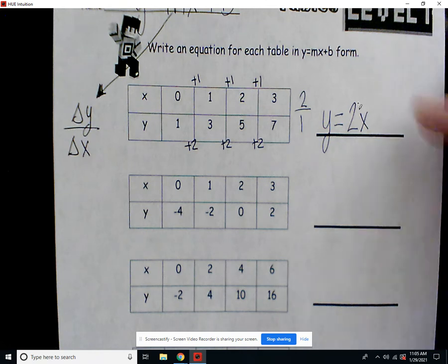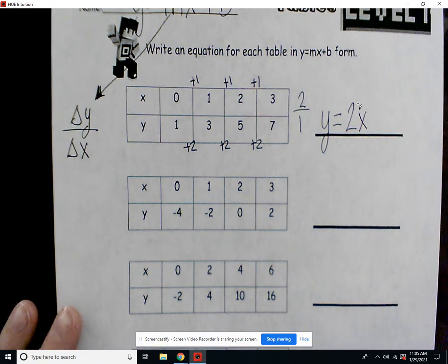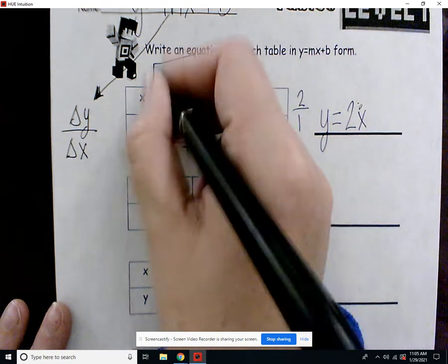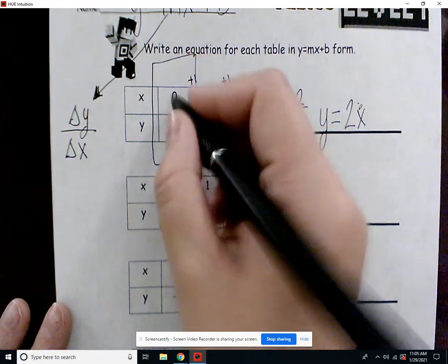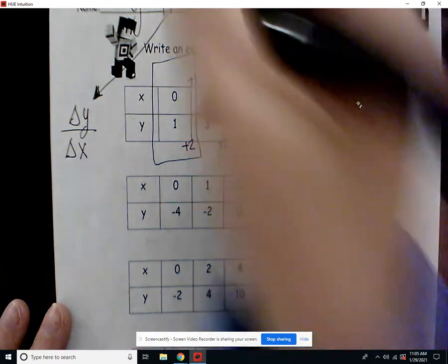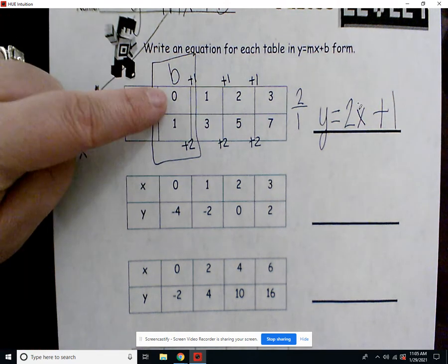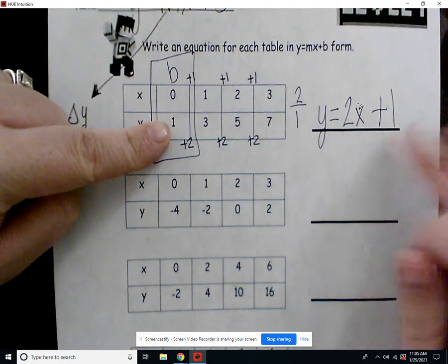The last thing we're going to do is our b. What's nice about these tables is that if it ends in 0, this is going to be the y-intercept. So this ends in 1, so it's going to be plus 1. This is going to be your b. When x is 0, your y will be the b.